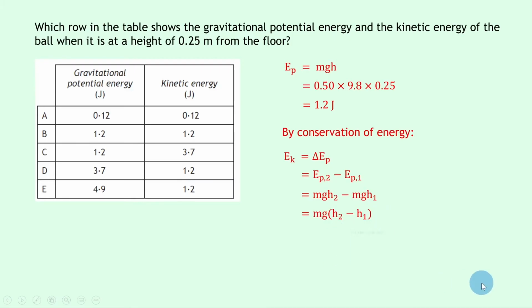So if we sub in the numbers, we get 0.5 times 9.8 times (1 minus 0.25). In other words, that's the 0.75 meters from earlier, and you can put that into your calculator to get an answer of 3.7 joules. So a gravitational potential energy of 1.2 joules would give us an answer of either B or C, but we can see the kinetic energy that we found through conservation of energy was 3.7 joules, so that gives us an answer of C.